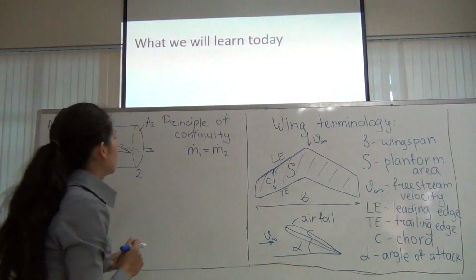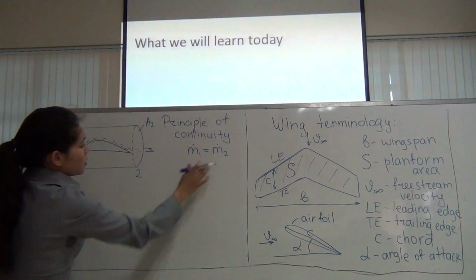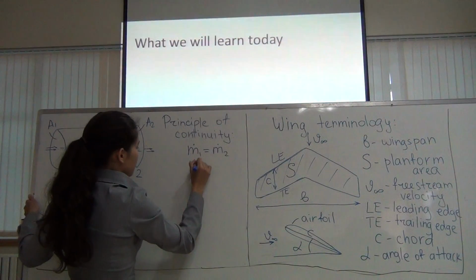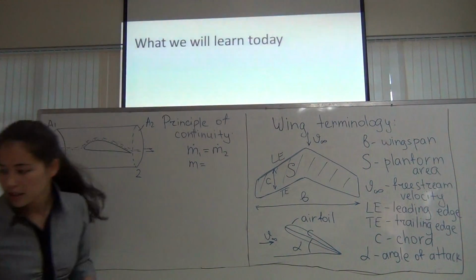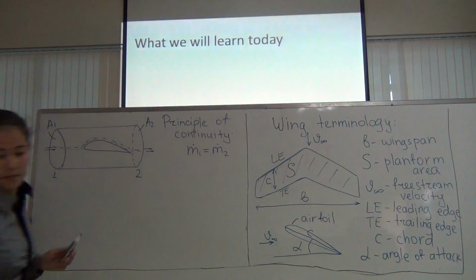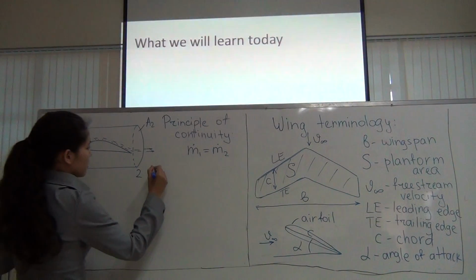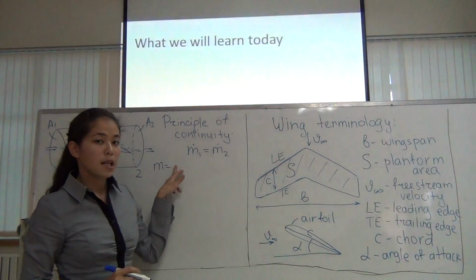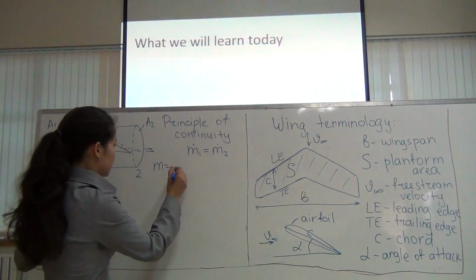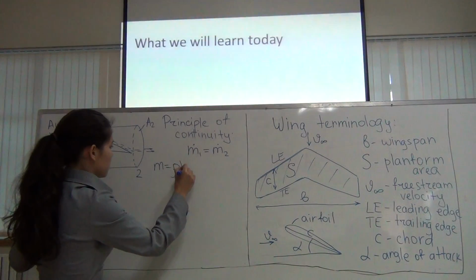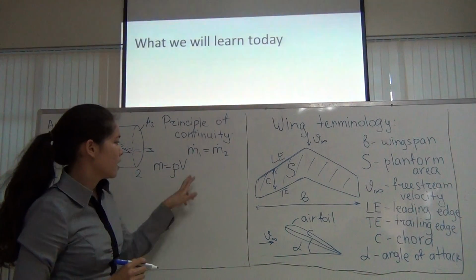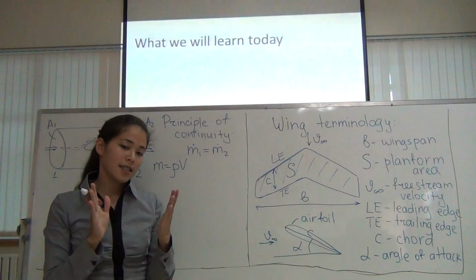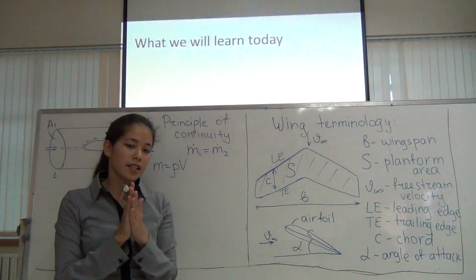Okay, now let's remember what mass is. Let me write it down here. Mass equals density multiplied by volume, right? And what is volume? Volume is area multiplied by the distance for which that area is transferred.